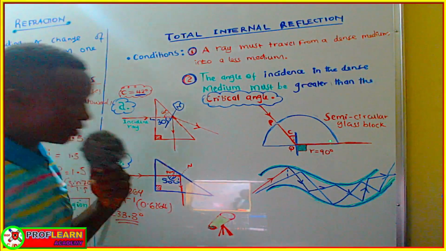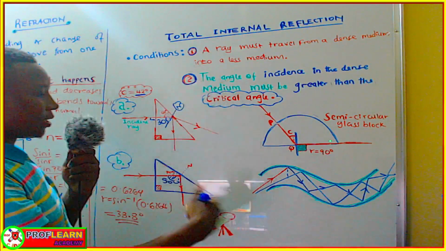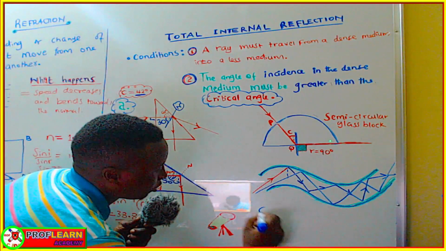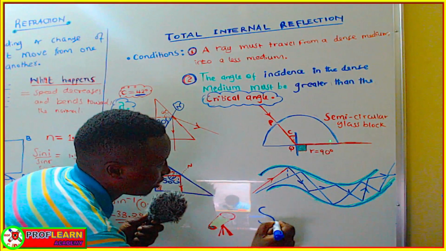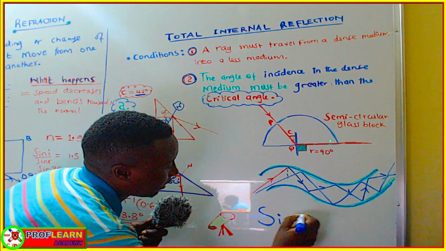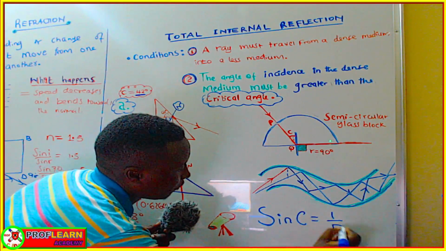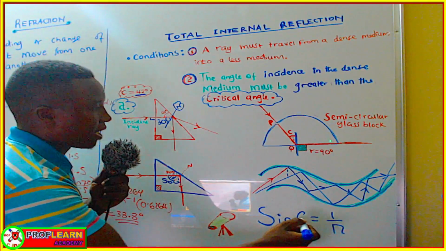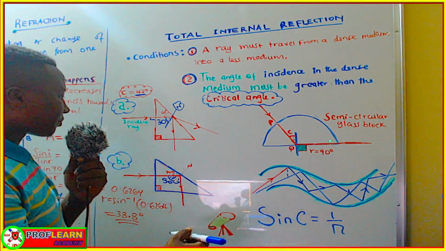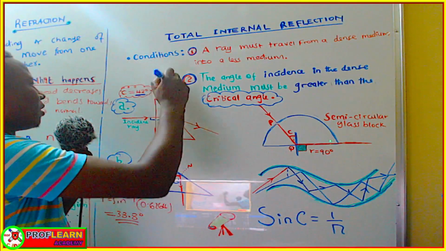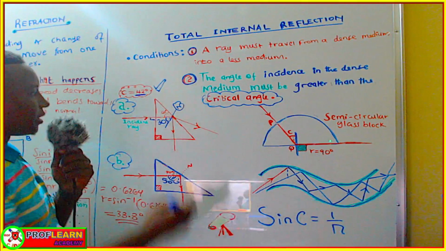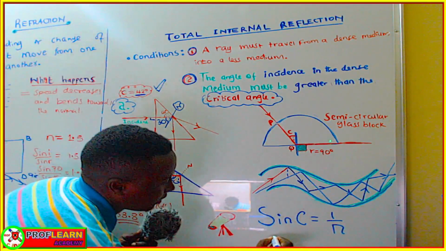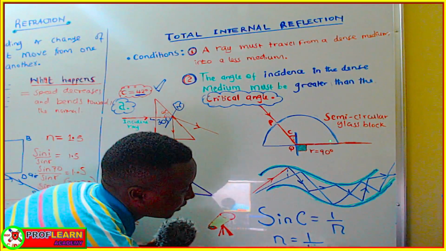And something else that you ought to remember is the relationship between refractive index and the critical angle, whereby the sine of the critical angle is equal to one over the refractive index. And the way you use this, sometimes you are told that the critical angle of a piece of glass is 42 degrees, find the refractive index. Another formula is n equals 1 over sine c.